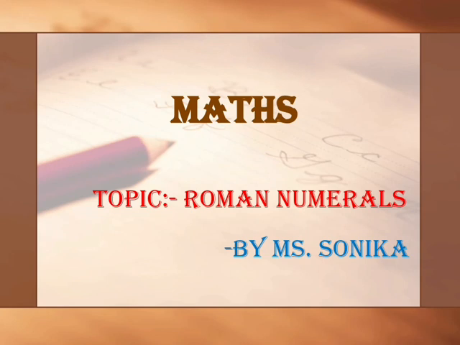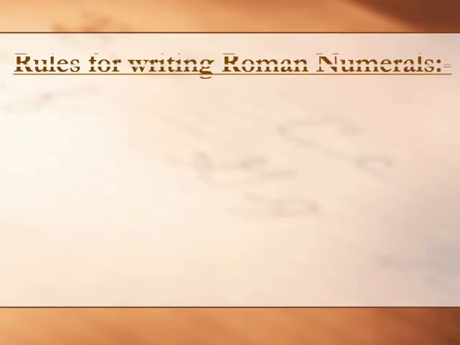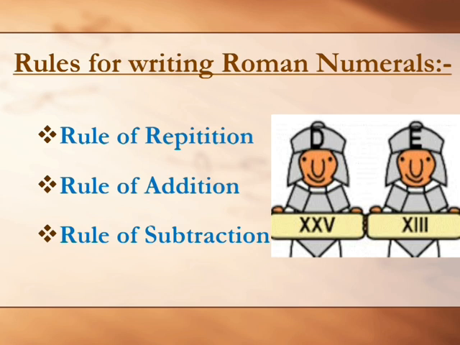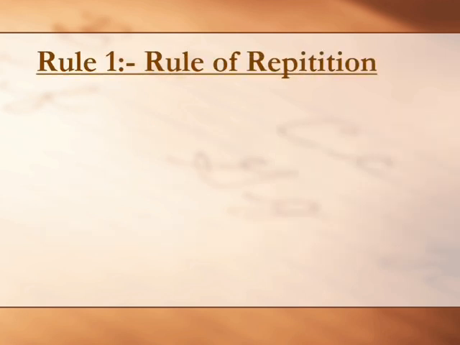If you remember, in last class we started the basics of Roman numerals, but in today's class we will learn how to write Roman numerals and their rules for it. There are three basic rules for writing Roman numerals. The first rule is the rule of repetition. The second rule is the rule of addition. And the third rule is the rule of subtraction. Let us learn each rule one by one.